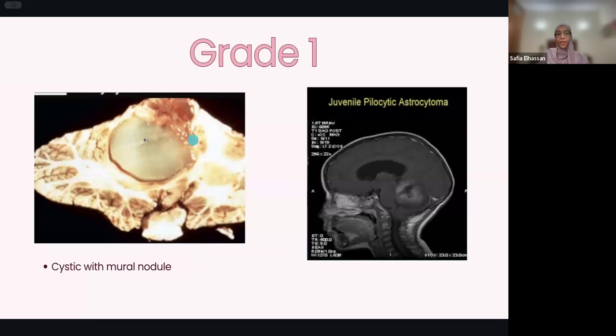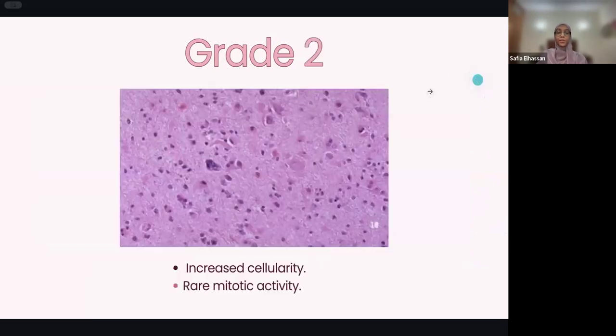So this is what it looks like. It has a very cystic appearance, and that's due to the presence of microcysts in the histopathology. And here's an MRI of what it looks like. I want you guys to appreciate its location here, which is in the cerebellum, and that's because this is a juvenile pilocytic astrocytoma.